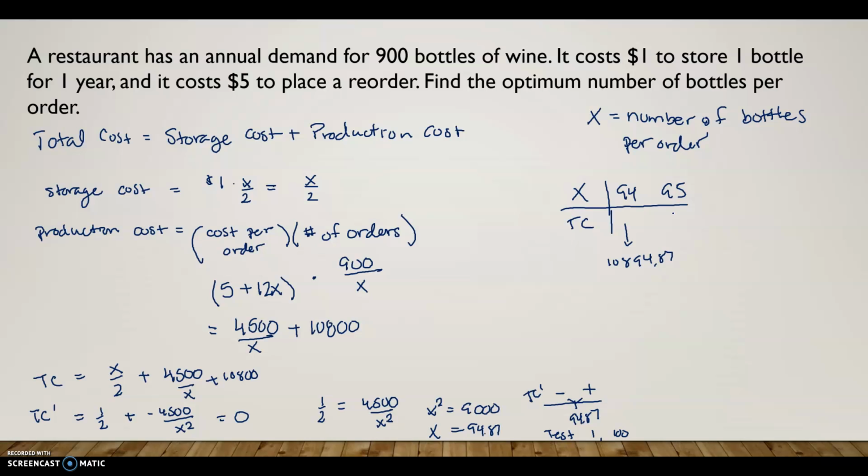Now I'm going to try 95 as my x value. I got 10894, still also 0.87. Right, so in this case, both of the costs came out very similar. If you look at the non-rounded numbers, 95 is slightly better. Okay, so we're going to use our kind of correct mathematical rounding and choose 95 for our answer.